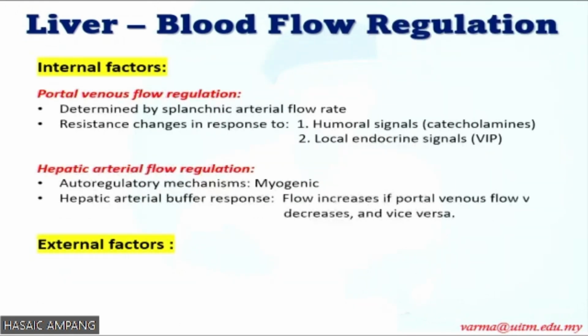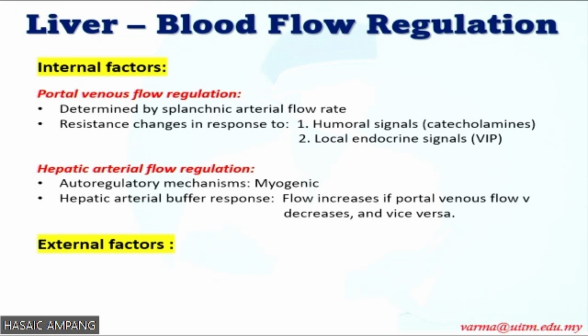So liver blood flow and regulation, internal factor. This is portal venous flow regulation and hepatic arterial flow regulation. Hepatic artery has auto-regulation, right? Because your vessel can contract, they got edema and everything, but venous cannot. So portal blood flow is not auto-regulated. Hepatic arterial flow is auto-regulated. Okay, so portal venous flow is determined by splanchnic arterial flow. It's flow rate dependent, not by the pressure or anything. Okay, resistance changes in response to humoral signal, local endocrine signal. Hepatic arterial flow regulation, auto-regulatory mechanism by diastolic safe contraction and dilation of the vessel.